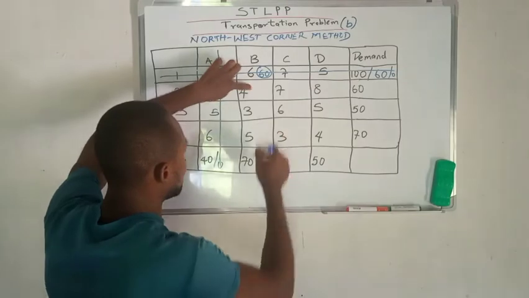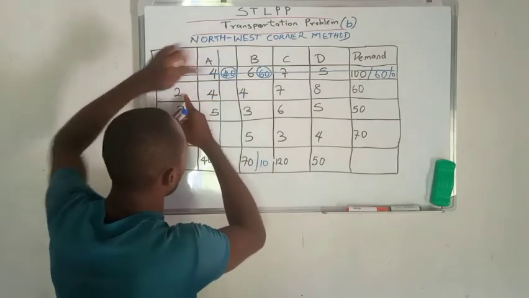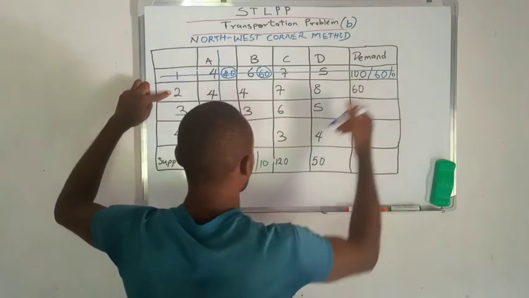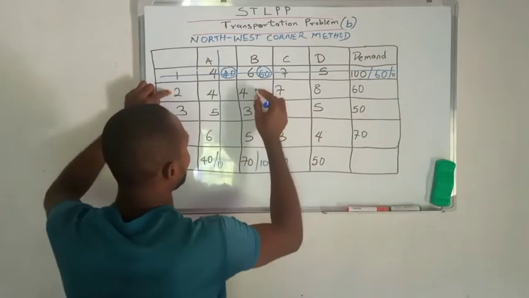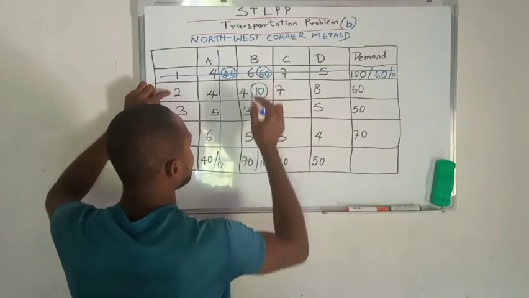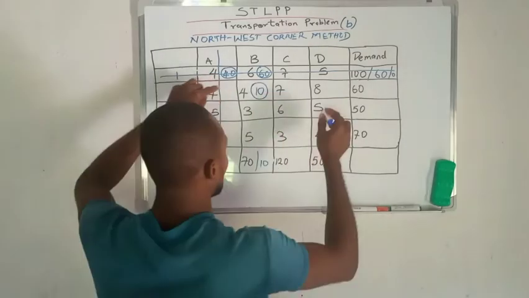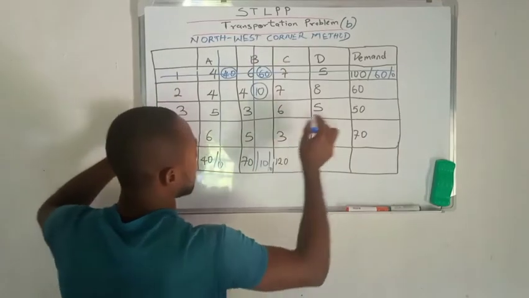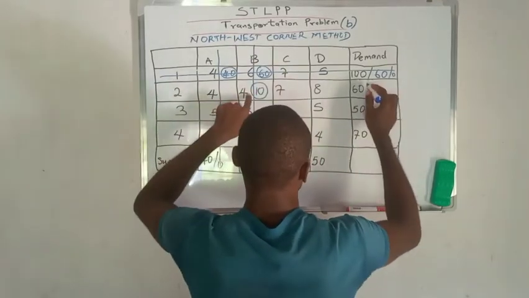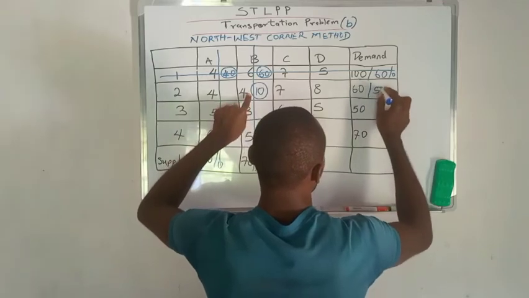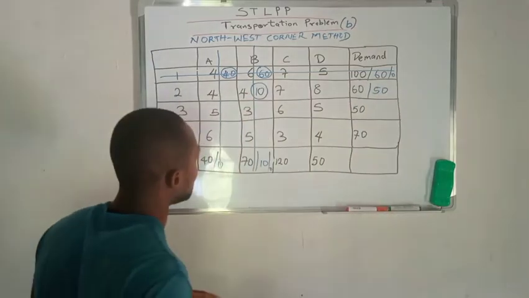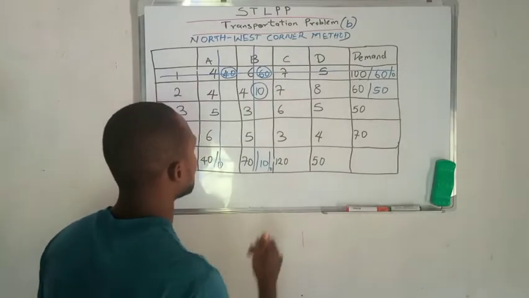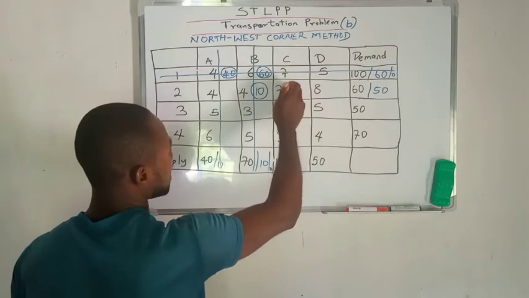In this place we still have 10 remaining here. So how many does the second store need? They need up to 60 goods. We have only 10 here, so we'll give them 10, and then we check how many is remaining. We'll have 0, so we take out this place. We have 50 remaining in the demand. So we go to the next number, which is 7.